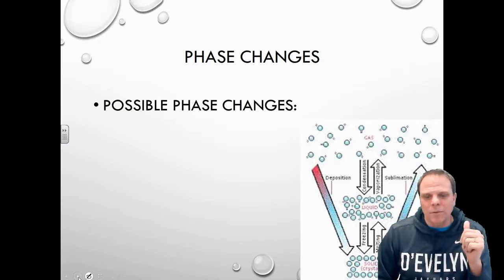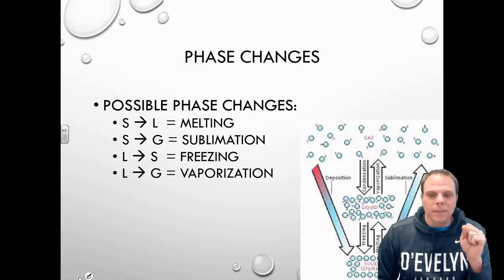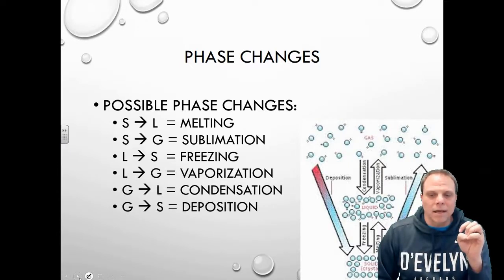All right, so let's talk about phase changes. Again, this is a review for you. Solid to liquid is melting. Solid to gas, sublimation. Some of you might not remember that one. Liquid to solid, freezing. Liquid to gas, vaporization. Gas to liquid, condensation. And gas to solid is deposition. Some of you might not know that one. Okay, so a gas to a solid is called deposition.